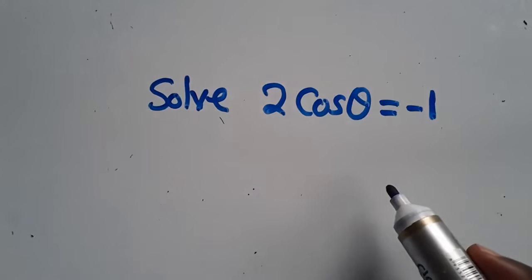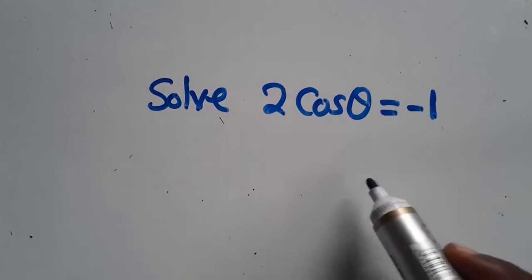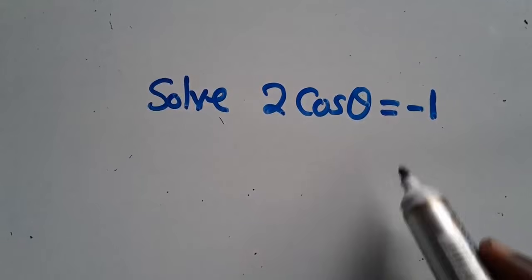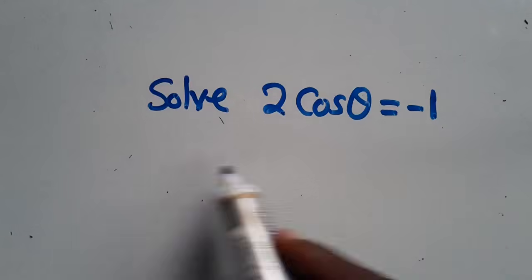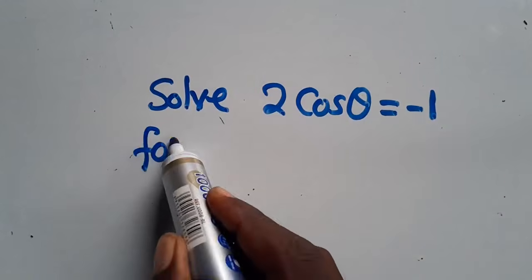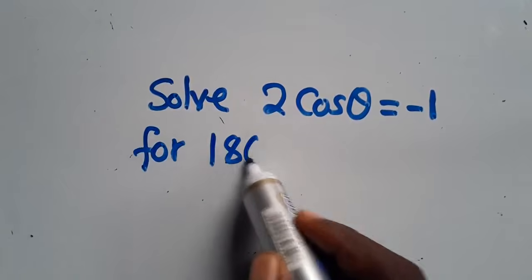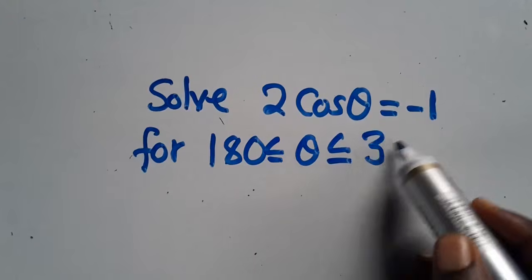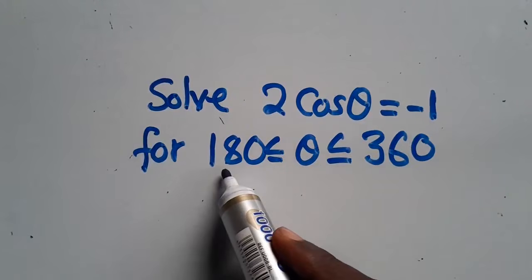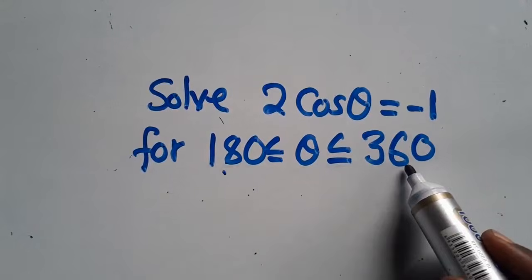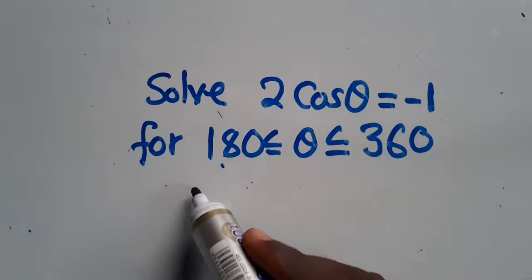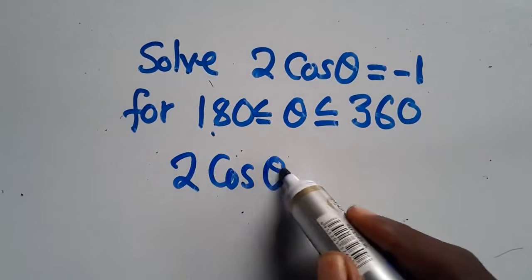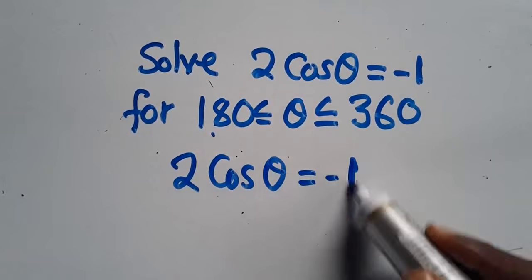How can you solve this? They are telling you that theta is given between 180 and 360. So you get the equation 2 cos theta is equal to -1.